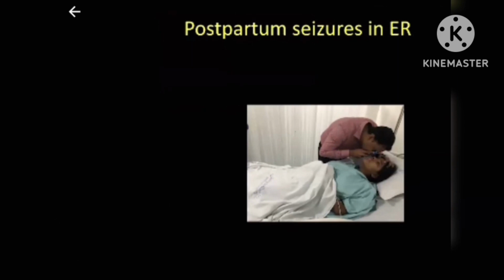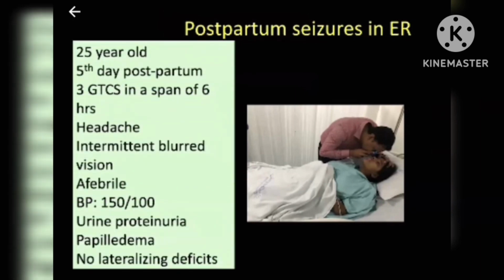postpartum seizures. And my colleague here is looking at the optic fundus, which is a very, very important finding. This is a 25-year-old, 5th day postpartum, who had 3 generalized tonic-clonic seizures within a span of 6 hours. She had headache and intermittent blurred vision. BP was 150/100 in a young woman. This BP is very high. Urine showed proteinuria. My colleague found papilledema, no lateralizing deficit, a conscious patient, but severe headache.